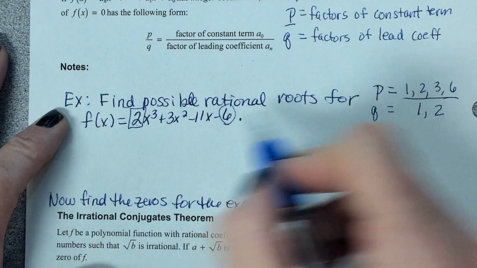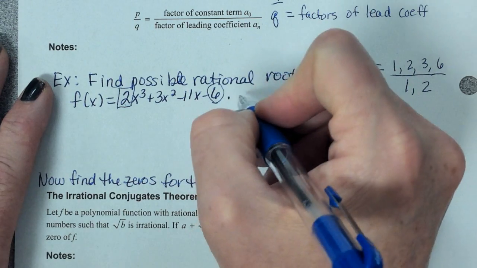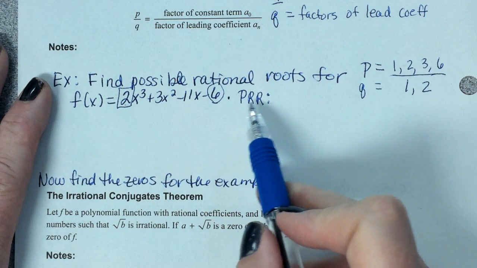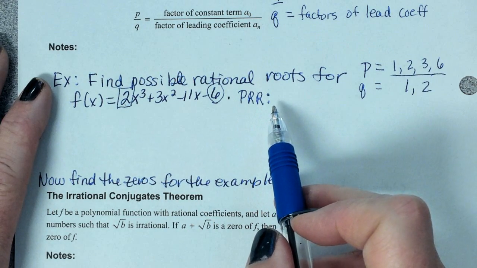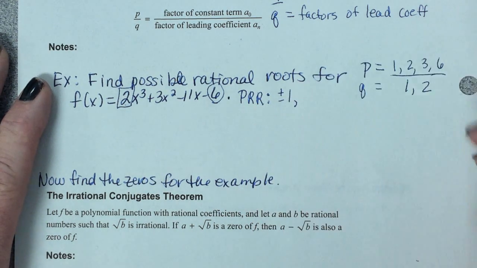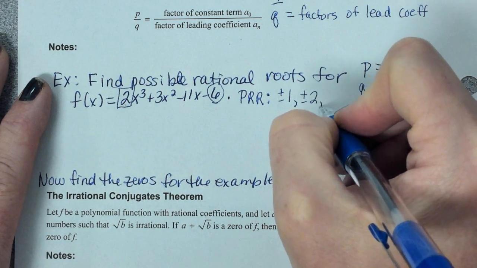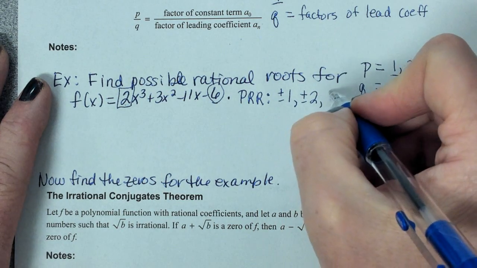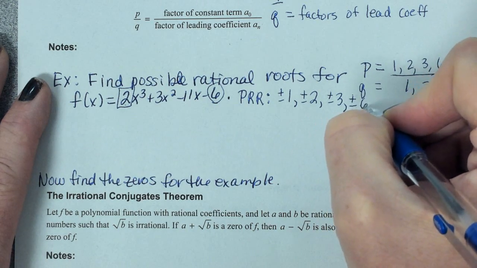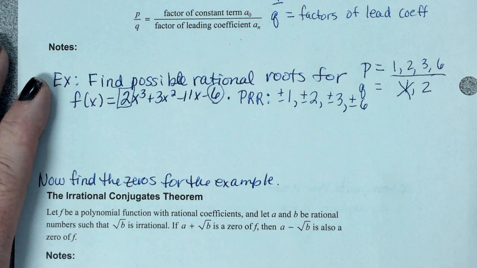Good. So to find my possible rational roots, I have to look at every combination. So we're just going to abbreviate this. P, R, R. Our possible rational roots. Well, I can do 1 over 1, plus or minus 1. I can do 2 over 1, plus or minus 2. I can do 3 over 1, plus or minus 3. And I can do 6 over 1, plus or minus 6. So I've used the 1 every way I can, so I'm done with that.